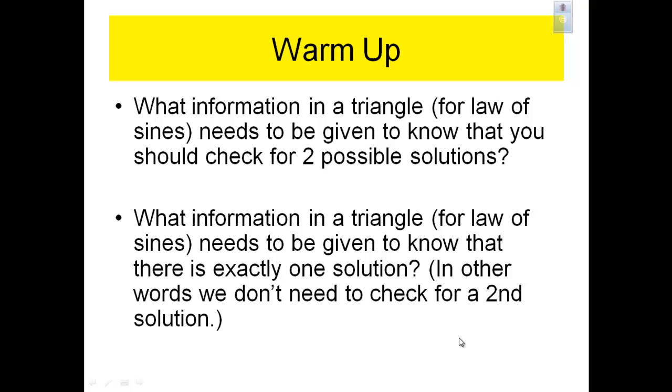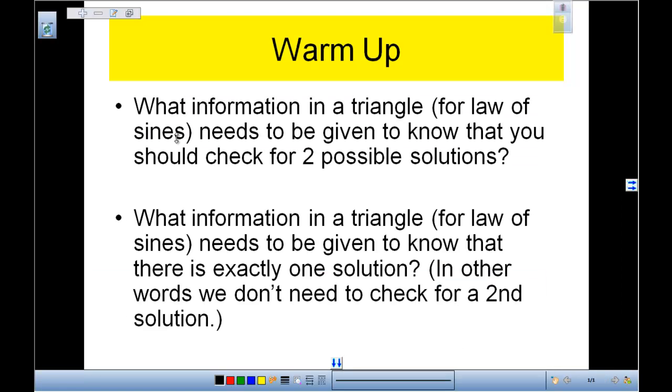What information in a triangle for law of sines needs to be given to know that you could possibly have two solutions? Well, we know that it was one of the situations that was not possible to prove a triangle congruent, and that was side-side-angle. What information in a triangle for law of sines needs to be given to know that there would be exactly one solution? In other words, we don't have to check to see that there's a second triangle solution.